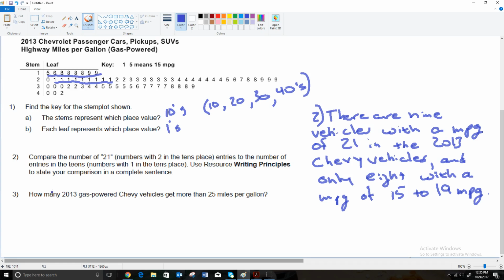So now it asks, how many 2013 gas-powered Chevy vehicles get more than 25 miles per gallon? Now, I can tell you that the mistake that I've seen people make in the past is they go up here and they find the 25 and they want to get more than 25, and so they'll say 1, 2, 3, 4, 5, 6, 7. Okay, so there's 7 past the 5 in this row. But what some students will do sometimes is they'll forget to realize that anything that's in the 30s and 40s is also over 25. Also, we don't want to include 25 itself because it says more than, not more than or equal to.